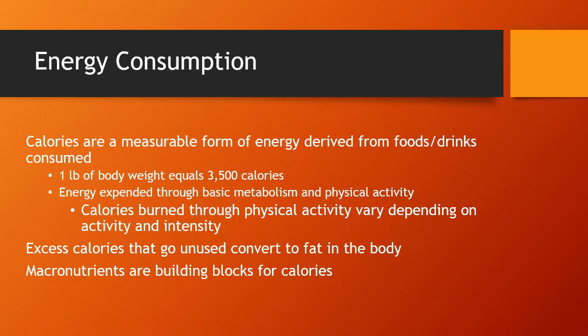Now, every 1 pound of body weight is the equivalent of 3,500 calories. And if you're a person who needs to do any type of dieting and you're trying to actually lose 1 pound of body weight, well, you're going to have to learn how to lose about 3,500 calories through either diet and exercise. Now, energy is usually expended through our basic metabolism and physical activity.